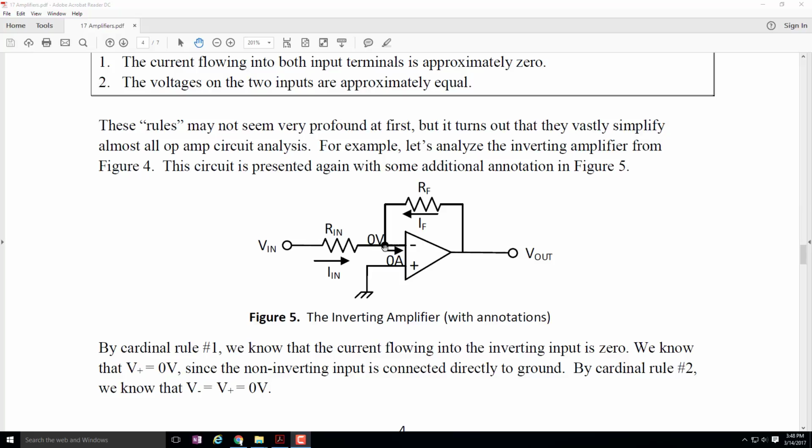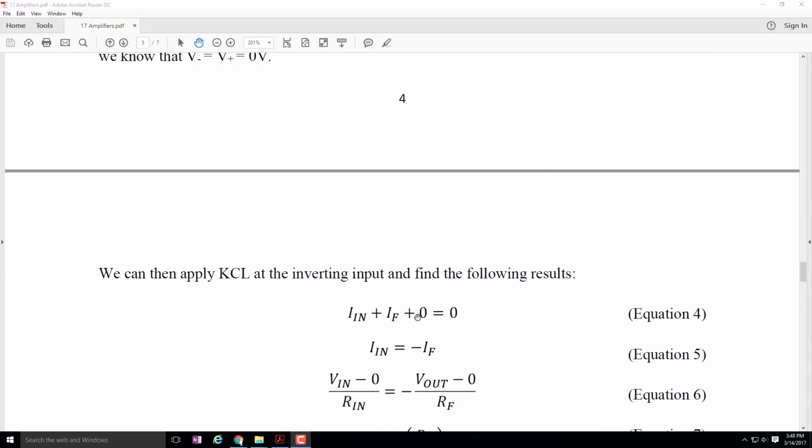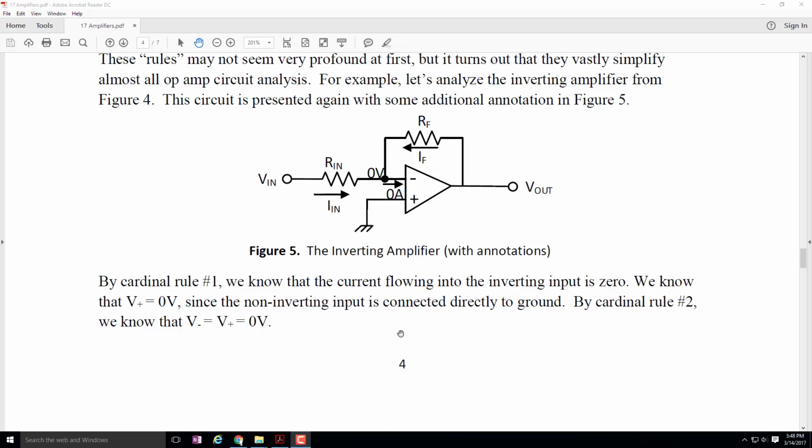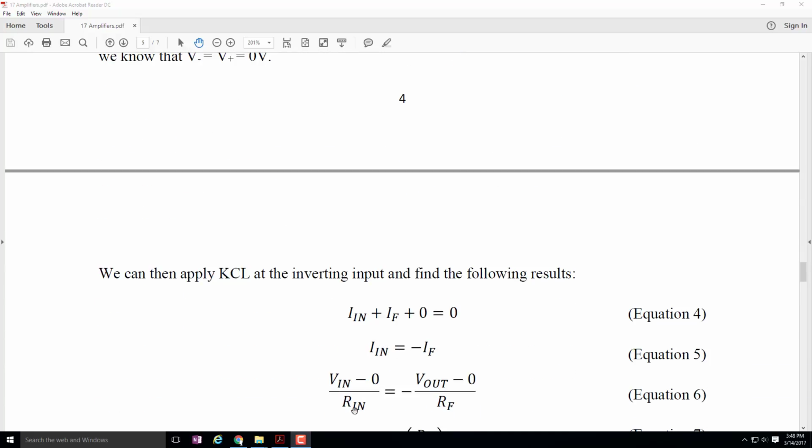Now I can do Kirchhoff's current law at that node. I'm going to have current IN plus current IF, and then I have no amps here. So IN plus IF plus 0 is equal to 0, and therefore IN is equal to negative IF, just a little bit of algebra from equation 4. Can I rewrite IN? IN is simply the voltage difference across this resistor divided by that resistance. So that's VN minus 0 divided by RN.